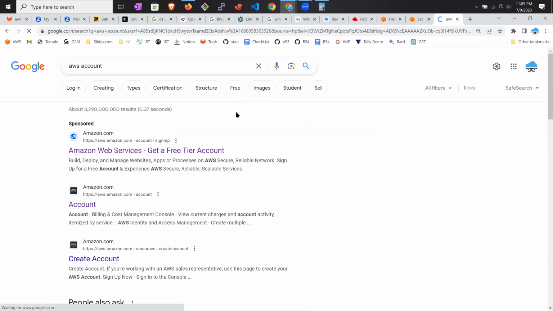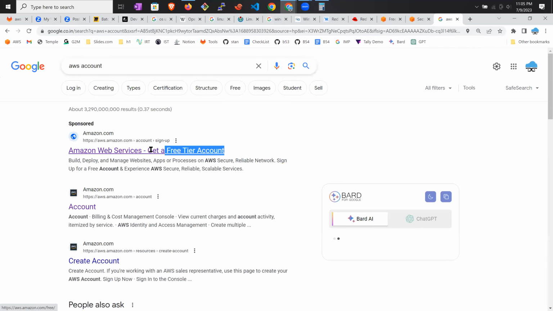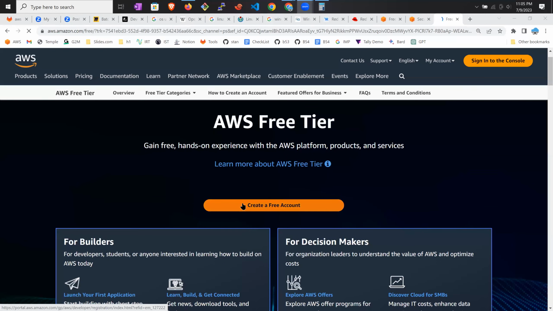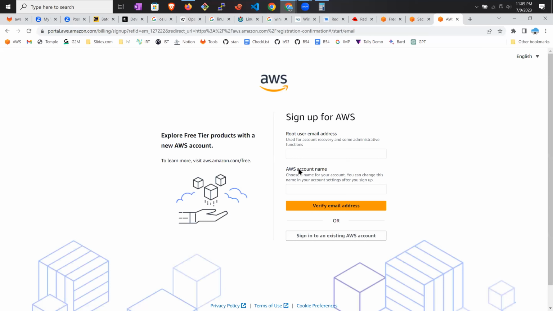Just say AWS account. Click the get a free tier account. Click on it, and come here and say I would like to create a free account. Click on this, and you need to enter your name and email. For example, I want to say DevOps training batch 55@gmail.com, and I want to say DevOps batch 55.